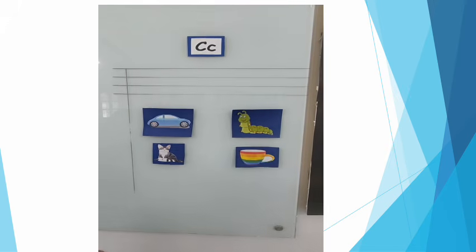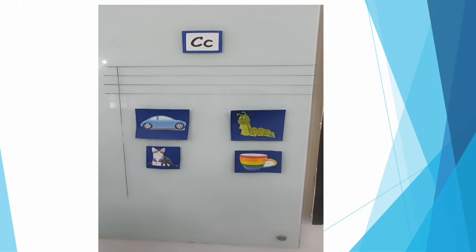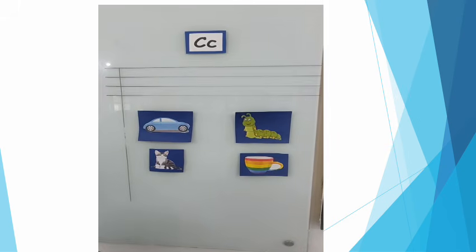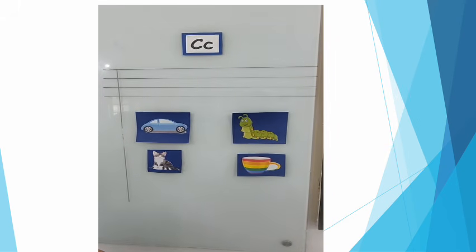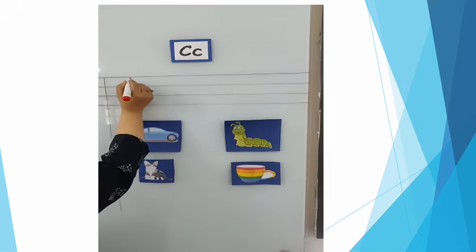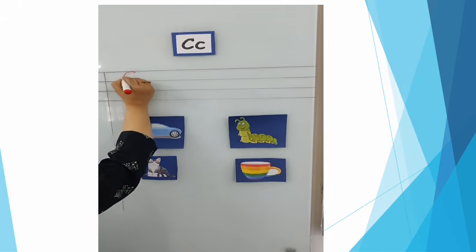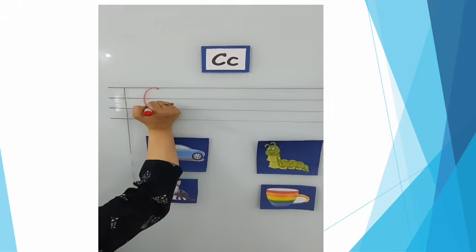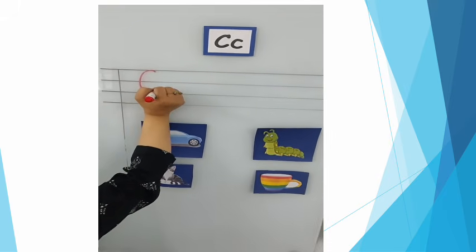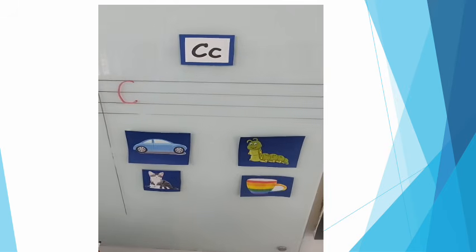Okay students, now we learn how to write C in 4 lines. As you know that capital C always comes in the upper 3 lines. So let's start. Start from the first line. Make a half circle in 3 lines and then turn a little bit. That is how we write the capital C.